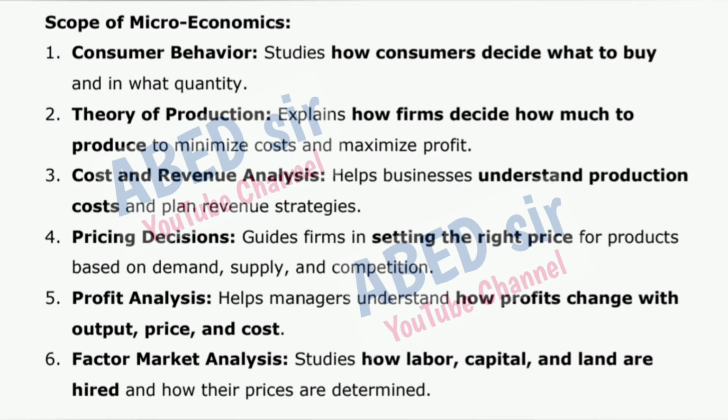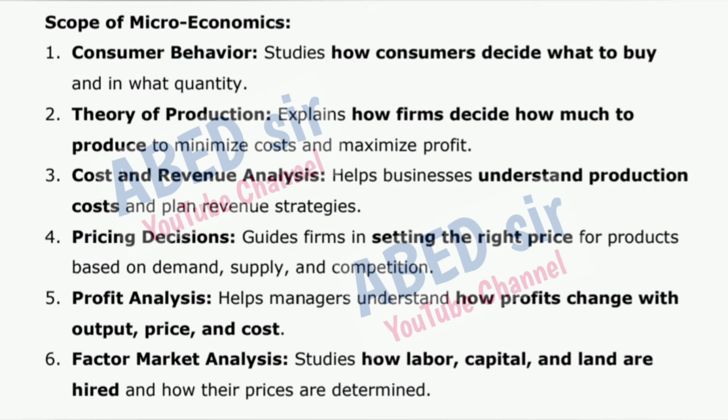Scope of microeconomics. 1. Consumer behavior, studies how consumers decide what to buy and in what quantity. 2. Theory of production, explains how firms decide how much to produce to minimize costs and maximize profit. 3. Cost and revenue analysis, helps businesses understand production costs and plan revenue strategies. 4. Pricing decisions, guides firms in setting the right price for products based on demand, supply, and competition. 5. Profit analysis, helps managers understand how profits change with output, price, and cost.